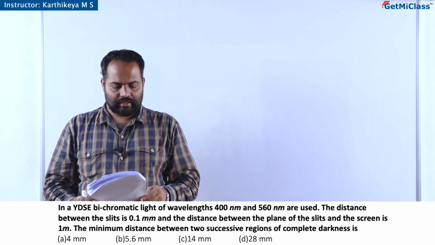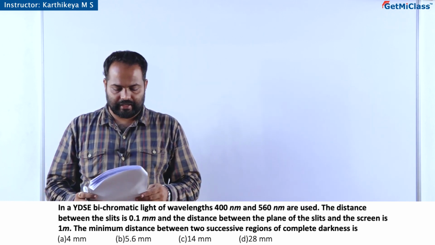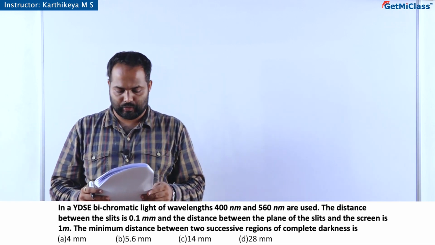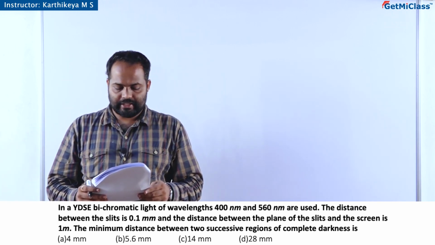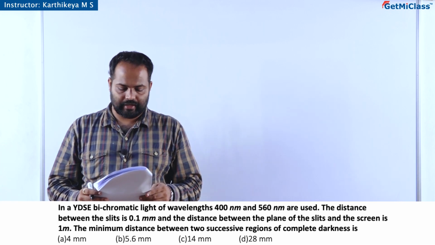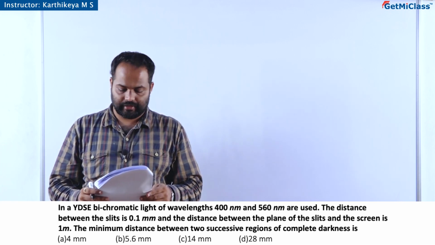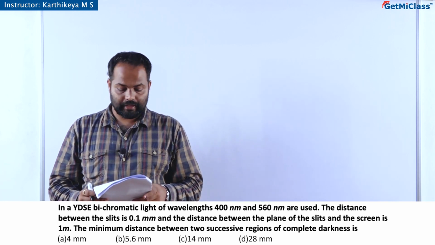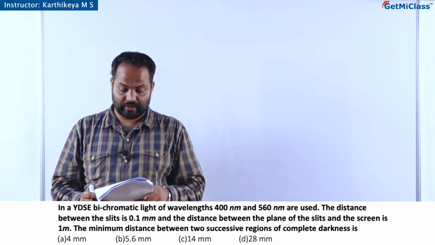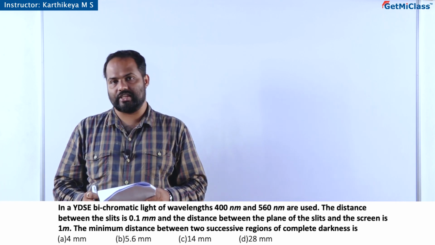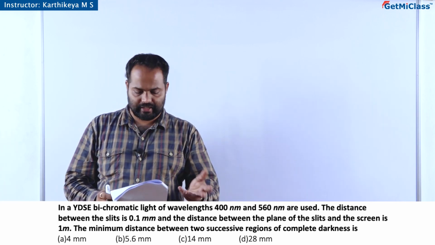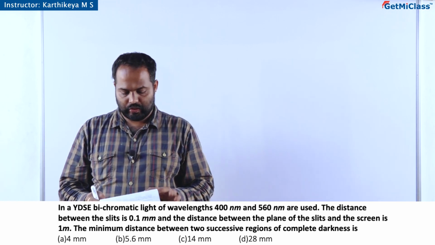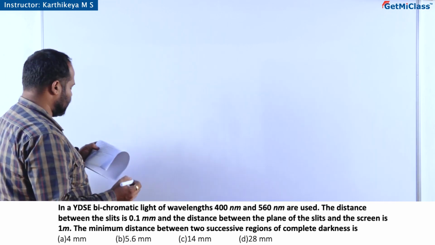In a Young's double slit experiment, bichromatic light of wavelengths 400 nanometer and 560 nanometer is used. The distance between the slits is 0.1 millimeter and the distance between the plane of the slits and the screen is 1 meter. The minimum distance between two successive regions of complete darkness is, complete darkness means dark fringes, that's all. So what is the general formula?